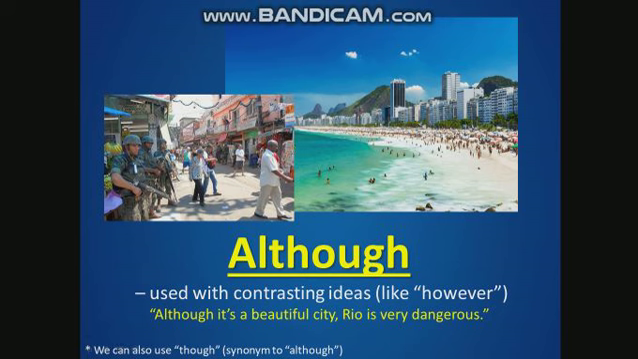Okay, and we have the word although. We use although with contrasting ideas. It's like however in English. It's a synonym with however. Again, we use it with contrasting ideas. For example, although it's a beautiful city, look, it's very beautiful, Rio is very dangerous. These are contrasting ideas. Beautiful city, that's something good. Dangerous, that's something bad. We can use although or however with these contrasting ideas. We can also use though. Though is a synonym to although. Though it's a beautiful city, Rio is very dangerous, or although.